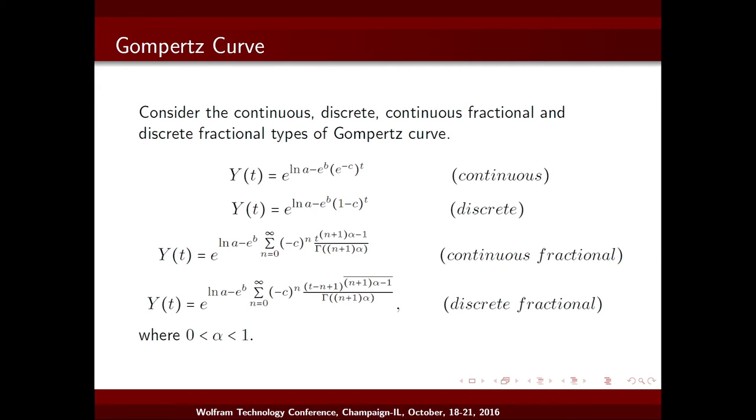All right, Gompertz. The first one is in every calculus book. It is known as Gompertz's curve. And the second one is the discrete version. We introduced the discrete version. What we did here, e to the minus c t, we replaced with the discrete exponential function. And then for the continuous fractional version, we replaced e to the minus c t with the Mittag-Leffler function. And we replaced the discrete exponential function with the discrete fractional Mittag-Leffler function.